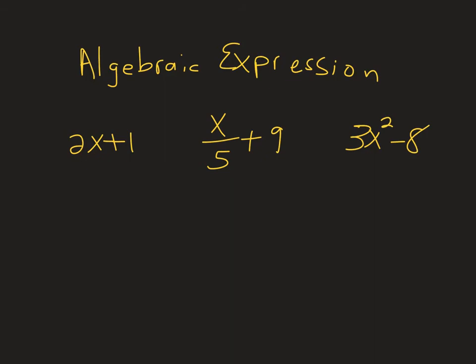So we deal in algebra with algebraic expressions all the time. It's just a combination of variables and numbers that are added or subtracted from each other. And so a couple of vocabulary terms we need to remind ourselves of: the number in front of the variable is called the coefficient, and the number that is all by itself without a variable is called a constant.